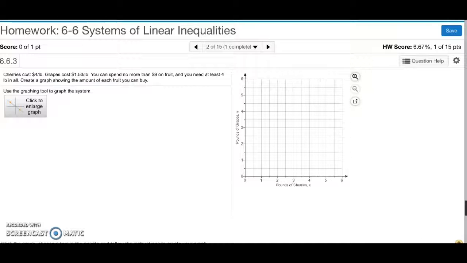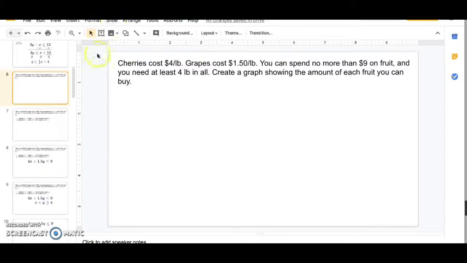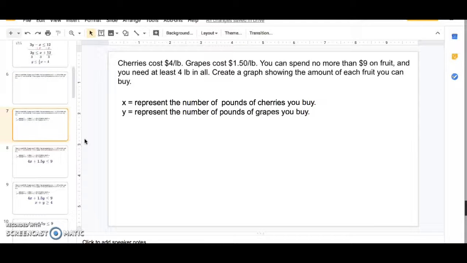So first we got to set up our inequalities, so let's do that. So we have cherries costing $4 and grapes costing $1.50 a pound. So let's set up our variables. Let's let x represent the number of pounds of cherries we buy and y represent the number of pounds of grapes we buy. Okay, we could spend no more than $9 on fruit. No more than means I could spend $9 or less than $9, but I can't spend more than $9. So that tells me my inequality will be less than or equal to.